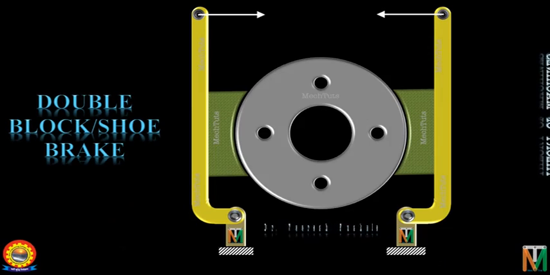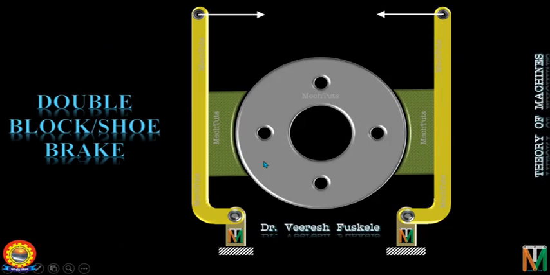So this is how the double block brake looks like. As you can see, there is a drum and around which two blocks are placed diametrically and symmetrically. Now why is this arrangement required? This is done to overcome the drawback of single block brake.